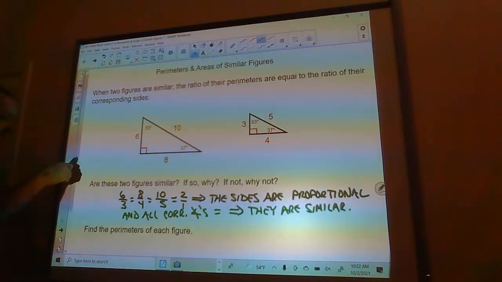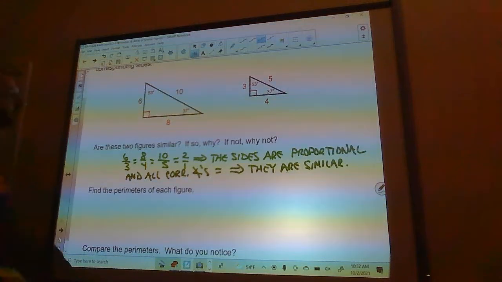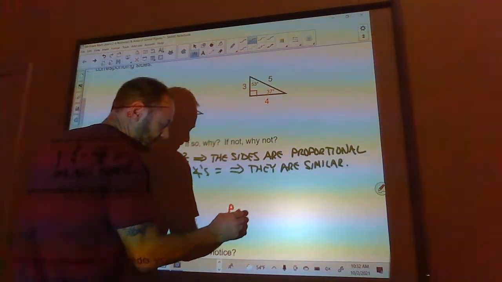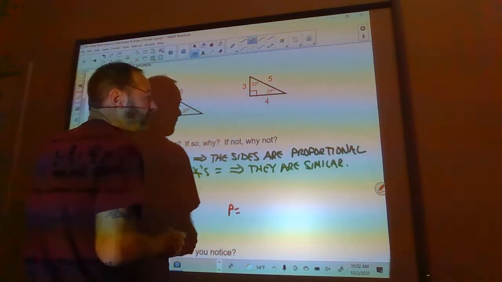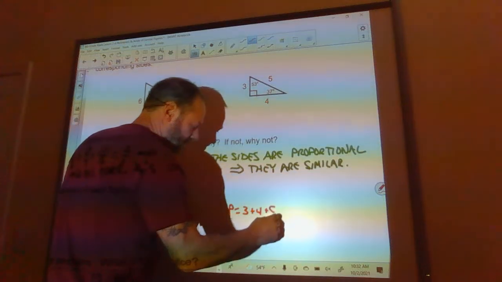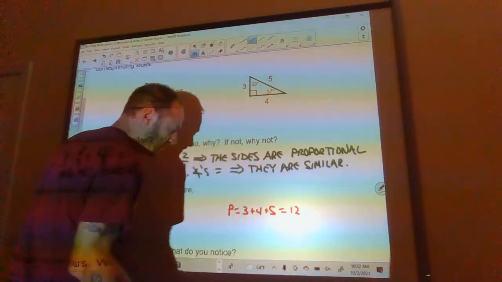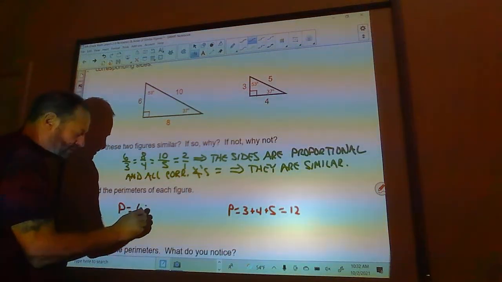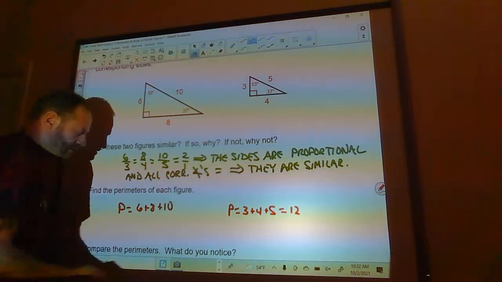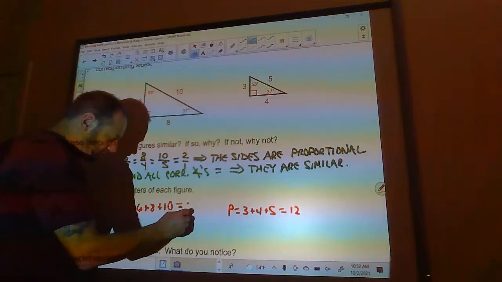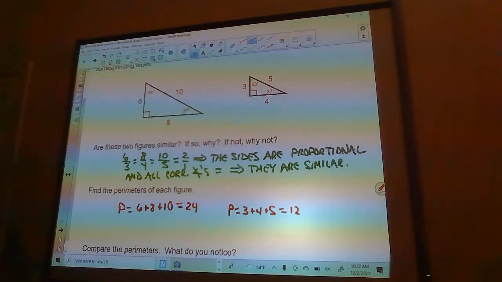Now, find the perimeters. Okay, so perimeter is easy to find. Perimeter of this one is going to be 3 plus 4 plus 5, which is 12. And the perimeter of this one over here is going to be 6 plus 8 plus 10, okay, which is 24.